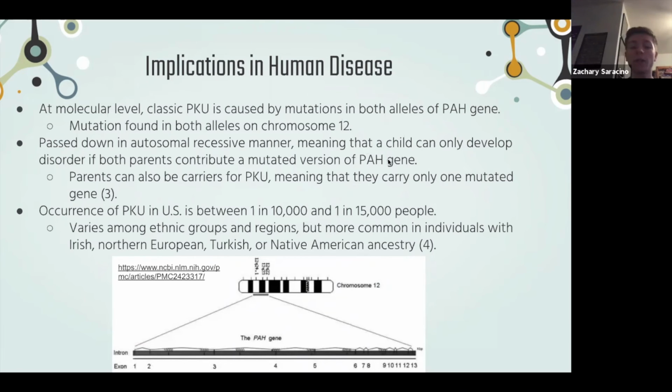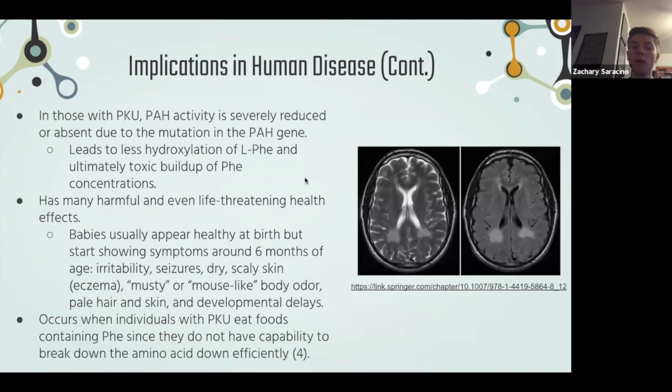And the occurrence is very small in the US, but combined with other inborn errors of metabolism, the occurrence of these diseases is actually quite high and affects a wide group of people. And so in those with PKU, PAH activity is obviously reduced, and there's less affinity for L-phenylalanine. And that leads to a buildup of toxic concentrations of that amino acid. And some of the effects are irritability, seizures, dry, scaly skin or eczema, musty or mouse-like body odor, pale hair and skin, and developmental delays.